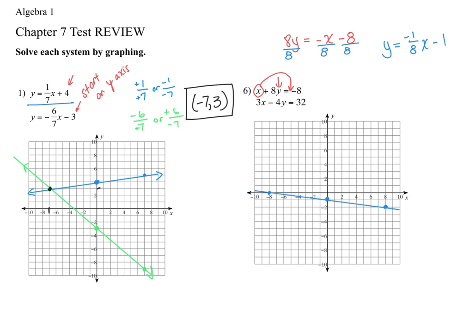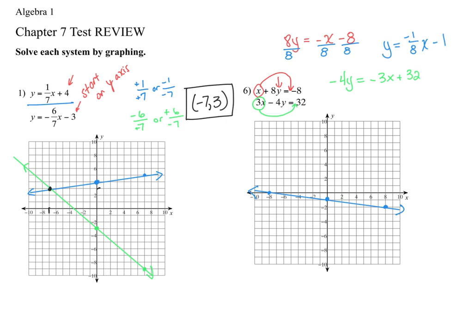Once I've graphed that line, I'm ready to move on to the next line. And for the next line, I need to do it again. I need to get it in slope-intercept form. So I'm going to take that 3x and move it to the other side of the equation. I still have a -4y on the left-hand side. Because the 3x moved over, it's going to be a negative 3x, and that is a plus 32.